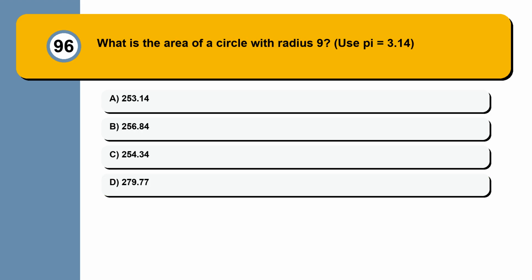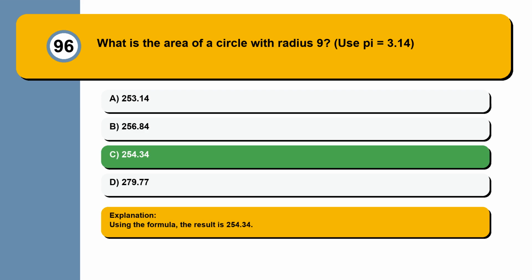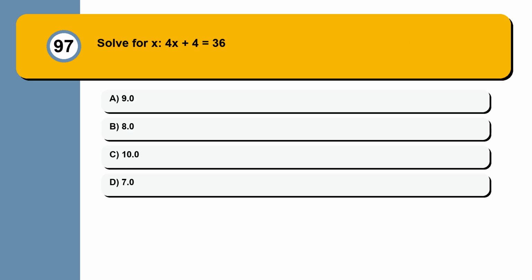Question 96. What is the area of a circle with radius 9? Use pi equals 3.14, 253.14, 256.84, 254.34, 279.77. Using the formula, the result is 254.34. Question 97. Solve for x plus 4 equals 36, 9.0, 8.0, 10.0, 7.0.